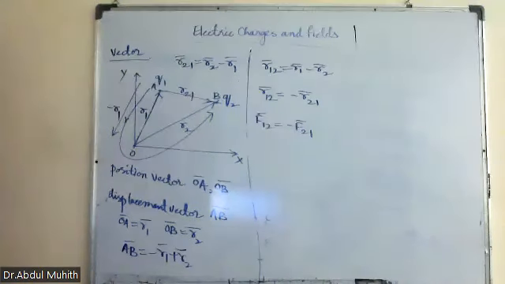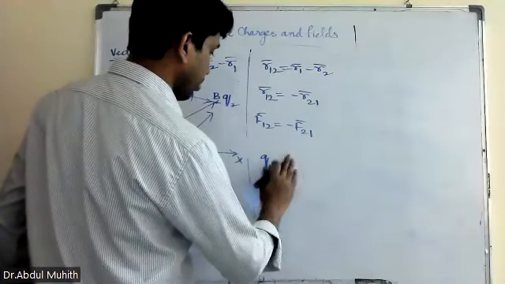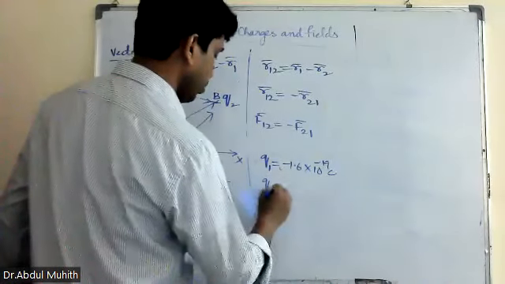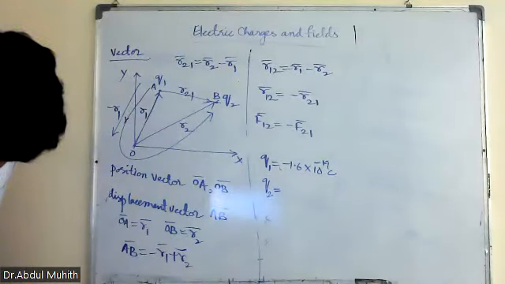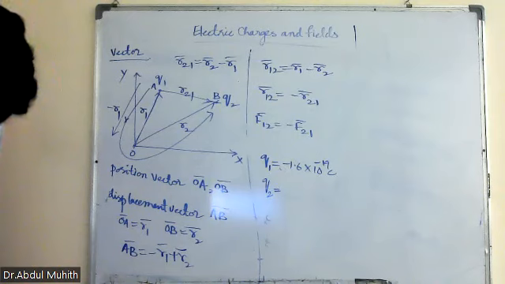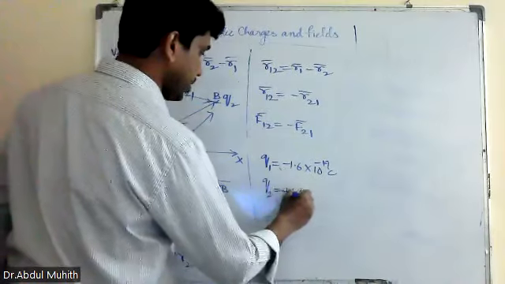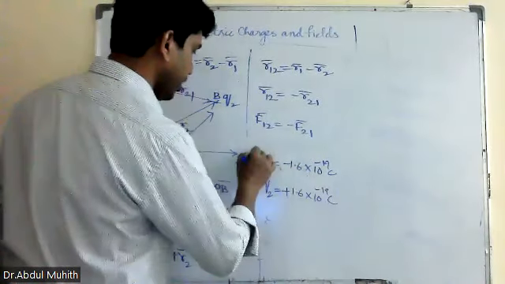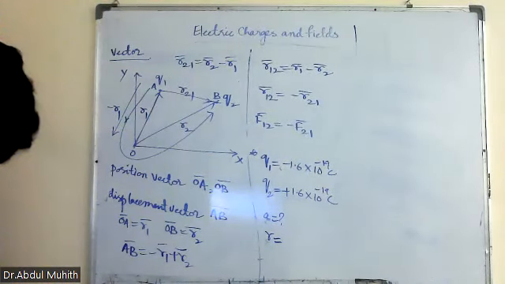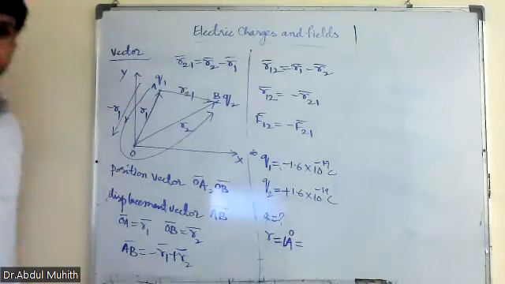Suppose Q1 is an electron. Electron means how much? Minus 1.6 into 10 to the power of minus 19 coulombs. And Q2 is what? The first case is for an electron and a proton, then for two protons; estimate the acceleration. Suppose Q2 is a proton, 1.6 into 10 to the power of minus 19 coulombs. We need to find the acceleration. The distance is also given: R is equal to 1 Angstrom. How much is 1 Angstrom? Anyone?